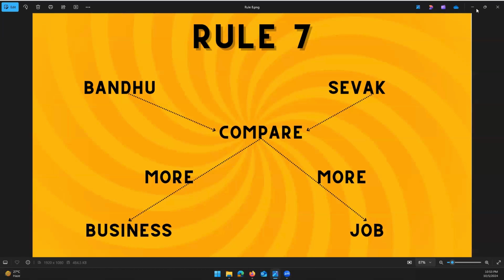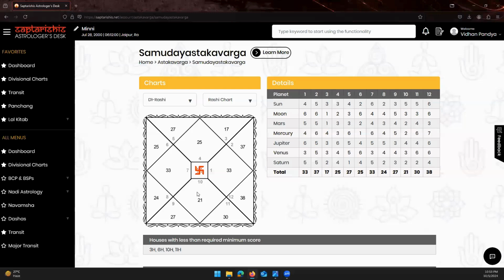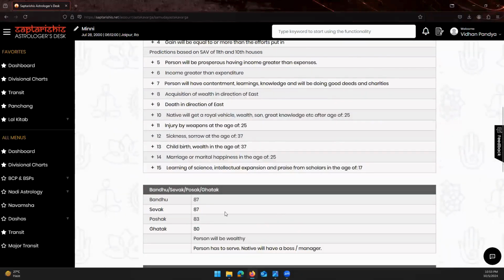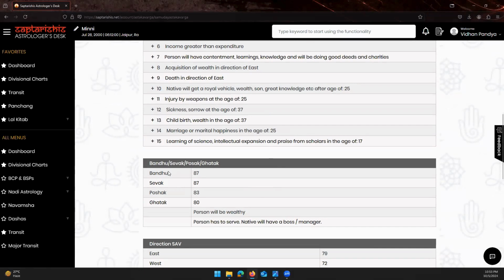And again, in the app, you will find the values for all these groups. So you can see Bandhu, Sevak, Poshak, Ghatak, what are the values and what is the meaning also you'll be able to find. Like person will be wealthy, and then person has to serve, right? So Bandhu and Sevak, right? So again, based on this comparison, based on these rules, you'll be able to understand what is the kind of earning will be there, whether the person will be wealthy or not. So very simple rule, but all the calculation is included here in the app.